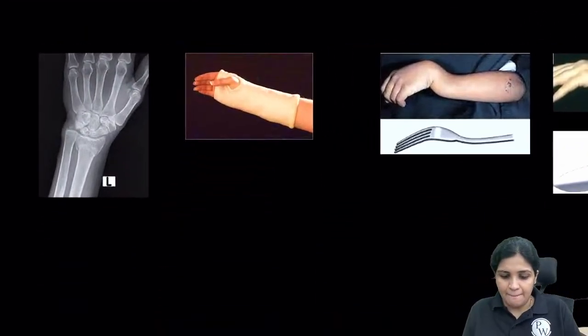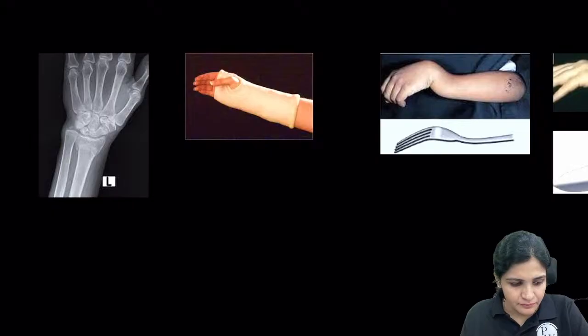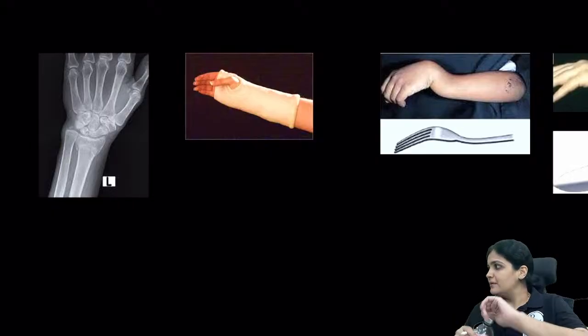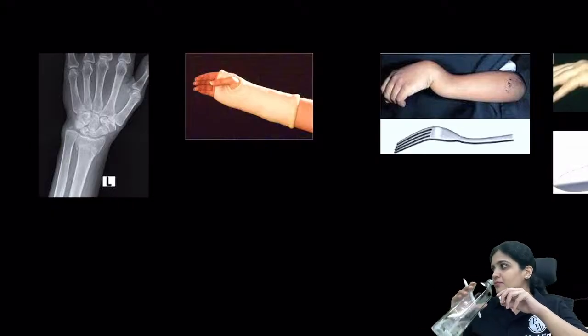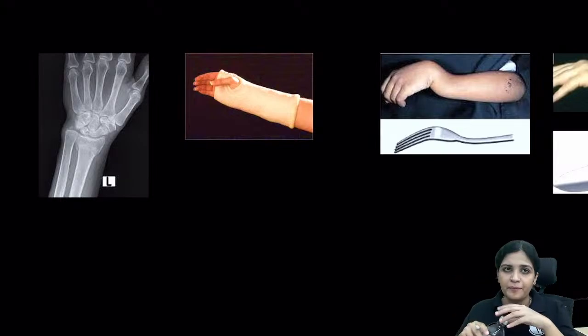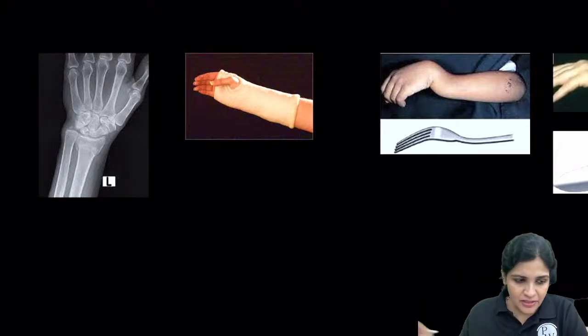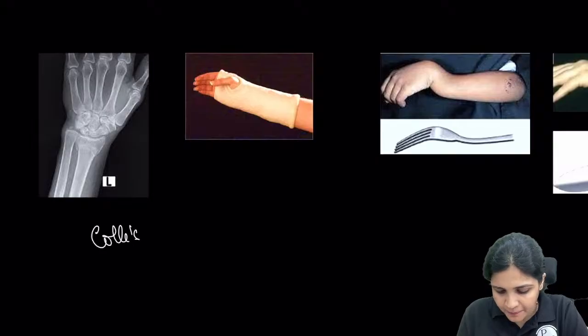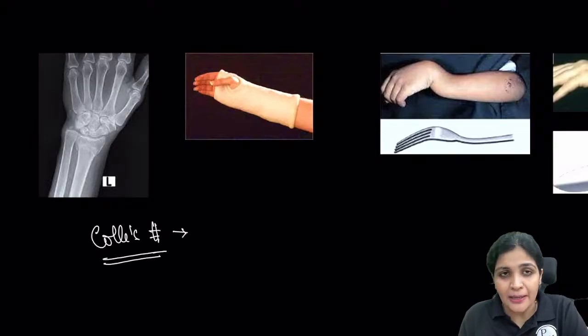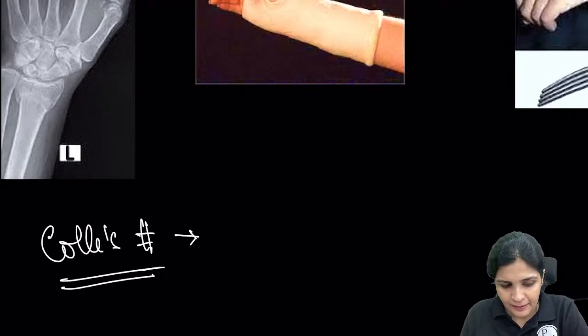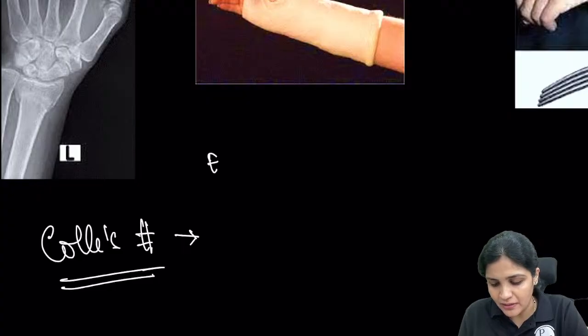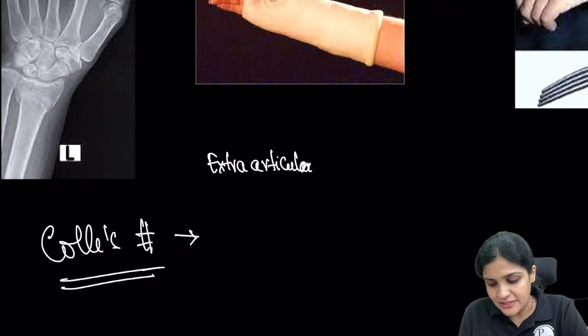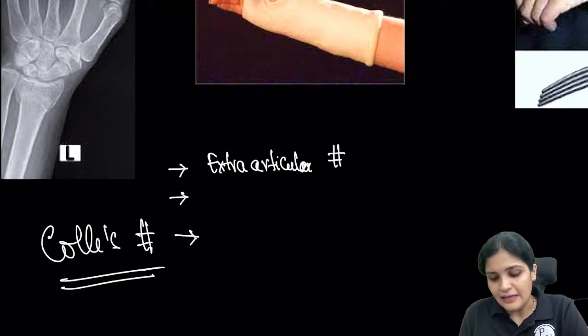Okay. Now what is this? The next one. Colles fracture. Yes, very good. This is your Colles fracture, right? And what is a Colles fracture? Distal end of radius, at the corticocancellous junction. First, what is the first word you have to tell me? It is an extra-articular fracture. Extra-articular fracture.